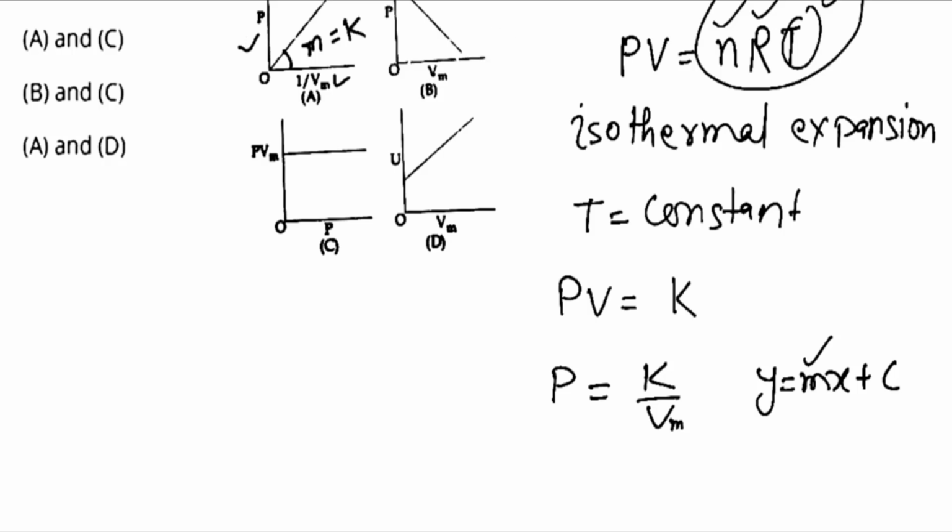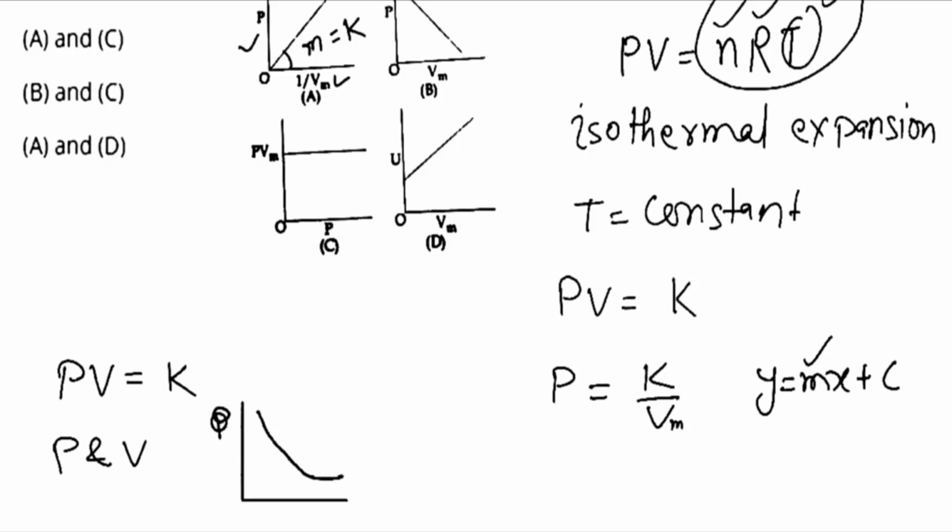Now coming to the second graph, the graph is between P and Vm. If we write for this, we have PV constant, and if we draw the graph between P and V, then the graph will be like a parabola, like this, P and Vm. But here we can see that this is a straight line going down, so this is the wrong graph.